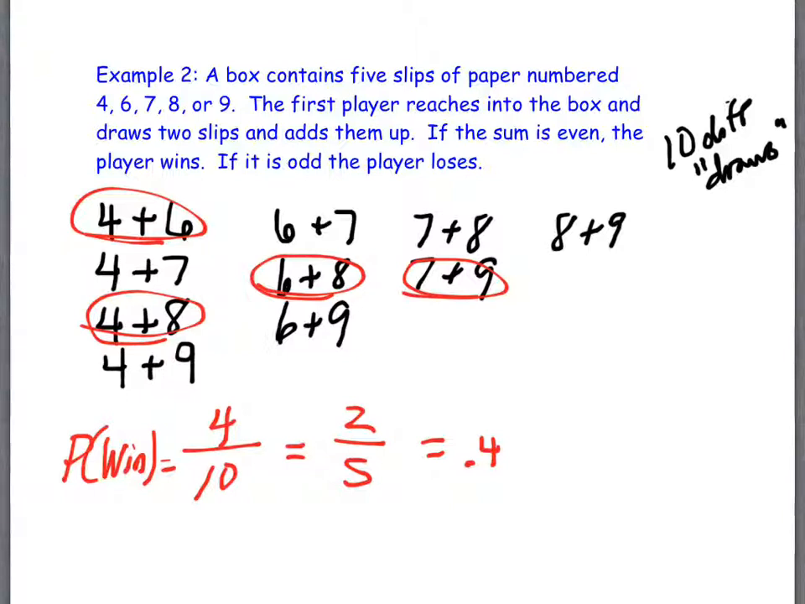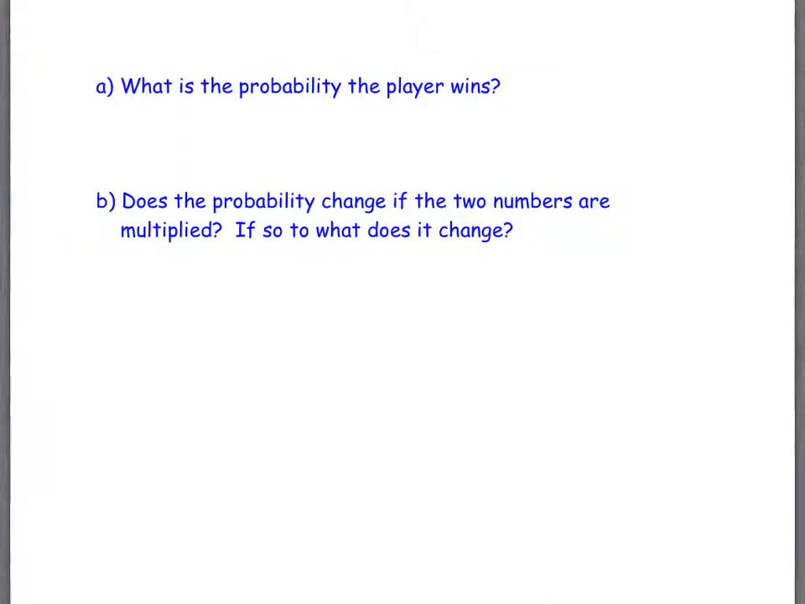Now we're going to make one slight change to the rules and see if it affects things enough that it matters. What's the probability the player wins? I already wrote that on the next slide. That was 2 out of 5.